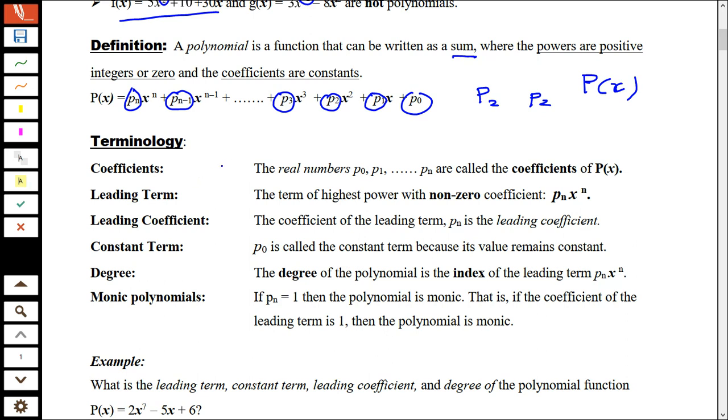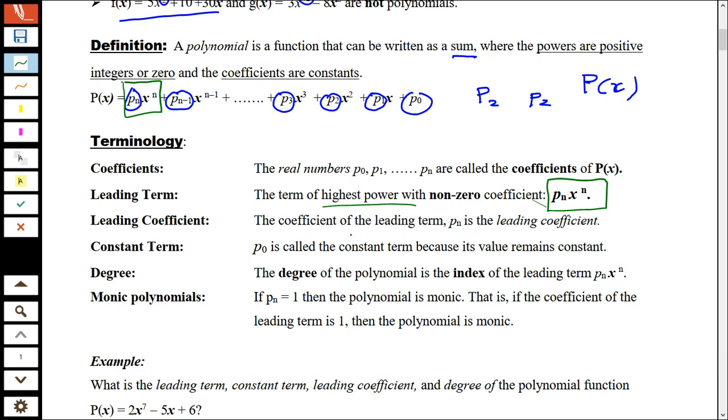Now the leading term. It's this one, it's Pn x to the n. It's the term with the highest power, okay, the highest power. So that's important. So up here, the leading term is actually this whole thing here, Pn x to the n. The leading coefficient is what I've circled here, which is Pn. It's the coefficient next to the pronumeral with the highest power.